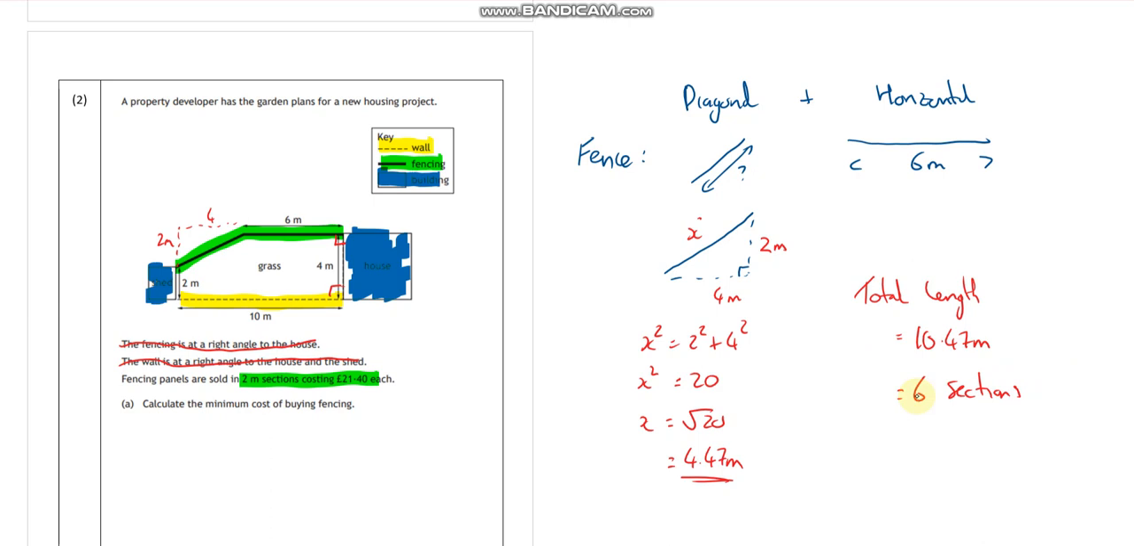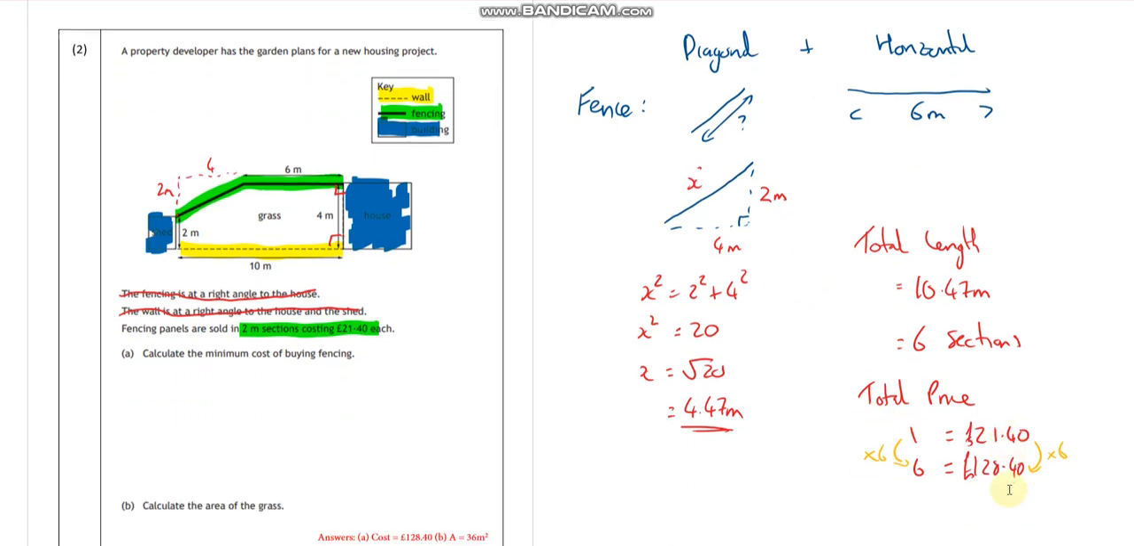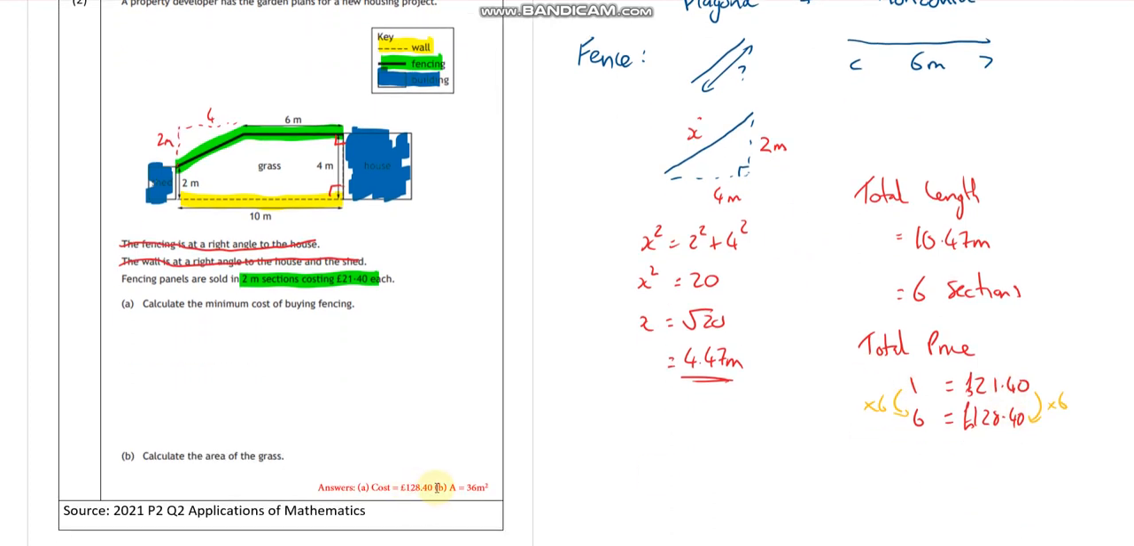And to work out the total price, well, if 1 section is equal to £21.40, for 6 sections I'm going to be timesing that number by 6. As you get from 1 to 6, you times by 6. I'll just pause that while I do it. That's £128.40. It's always a relief when I get it, it's very easy to make a little slip. But yeah, fine. So fantastic, got that one.